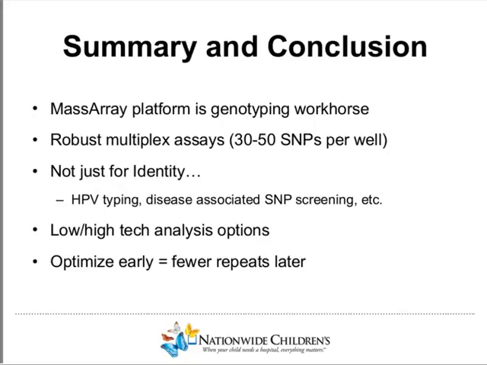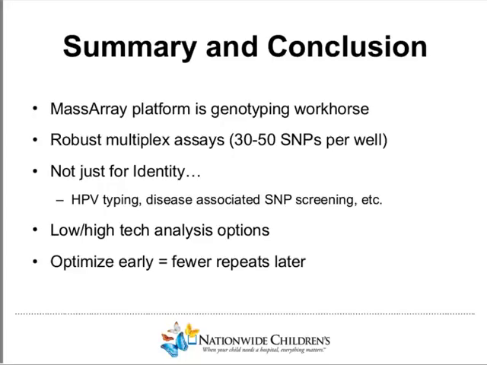I'd like to say that MassARRAY is not just for identity testing. We've had a lot of success using it for HPV typing as one example. As far as the TCGA projects, HPV is a relevant viral infection for cancer development, and so we were able to use that to type the particular type of HPV that was present in different tumors, as well as various assortment of disease-associated SNP screening.